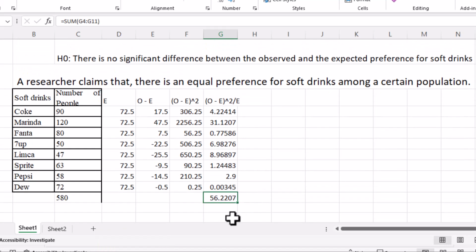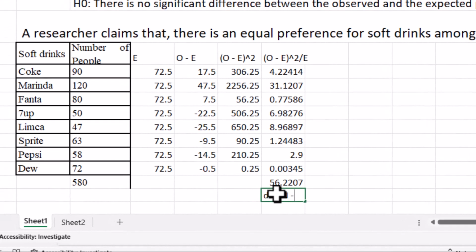Now to get our chi-square tabulated, we need to calculate our degree of freedom. Degree of freedom for a one variable chi-square is equal to n minus 1. Since our n is 8 because we have 8 categories across these soft drinks, our degree of freedom will be equal to 7. So we can now go to our chi-square critical table and get our chi-square tabulated.